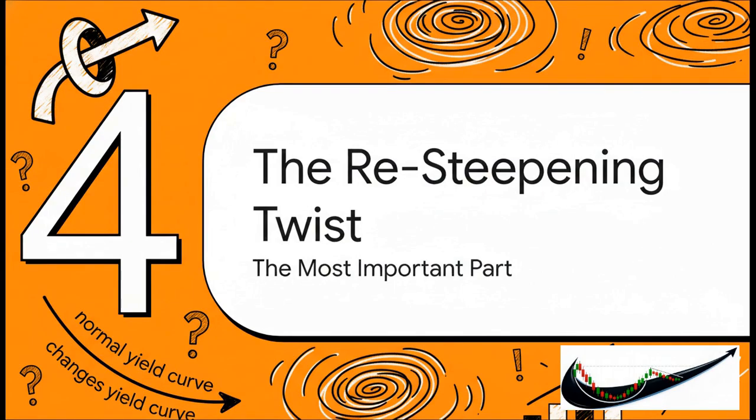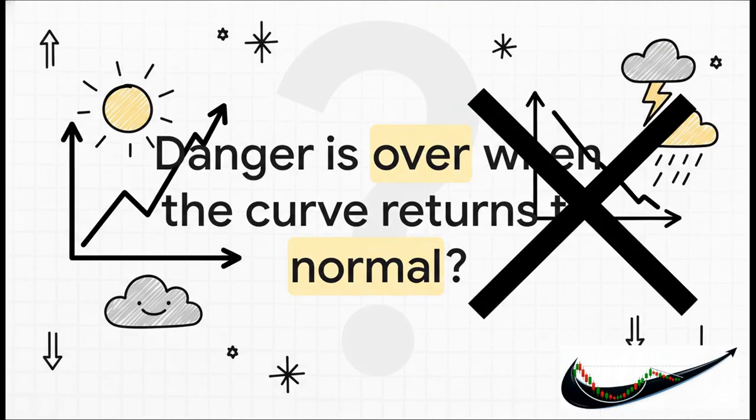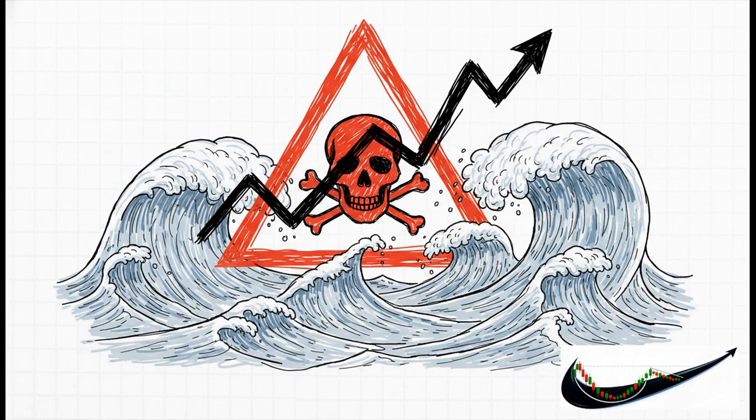But now we get to the most important, and honestly, the most counterintuitive part of this whole economic forecast. It's a twist that, no joke, changes everything you thought you knew. So you're probably thinking, okay, I get it. Inverted curve is the warning. So when it goes back to a normal upward slope, the danger must be over, right? All clear. Nope, not even close.